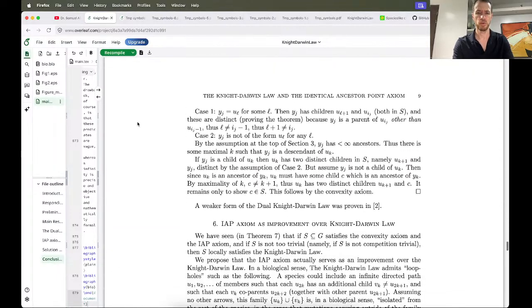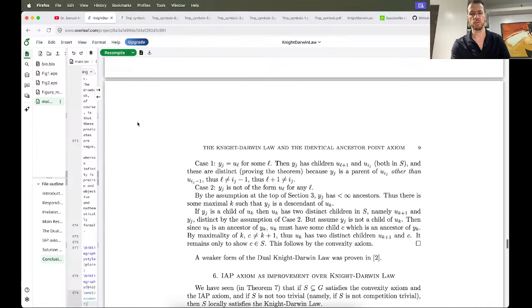Case 1, Yj equals Ul for some l. Then Yj has children Ul plus 1 and Uij, both in S, and these are distinct, proving the theorem, because Yj is a parent of Uij other than Uij minus 1, thus l is not equal to ij minus 1, thus l plus 1 is not equal to ij.